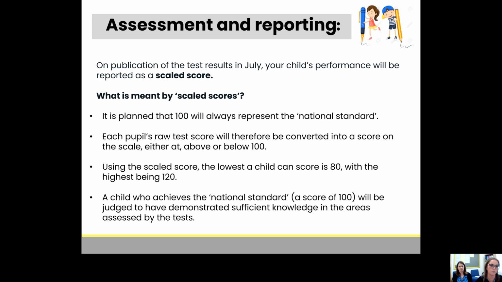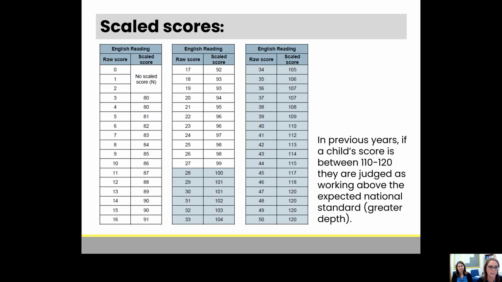So let's just take a look at how those scaled scores look. So here you can see a reading paper, and the reading paper is out of 50 marks. So we've got the child's raw score. If a child has a raw score of, say, for example, 28 marks, that would be converted into a scaled score of 100, which would mean that they had just reached the expectation of meeting the expected standard. This is in contrast to a child, say, who scored a raw score of 45, which then would convert to a scaled score of 117. And as I mentioned, that 110 to 120 mark there representing a child working at a greater depth level.